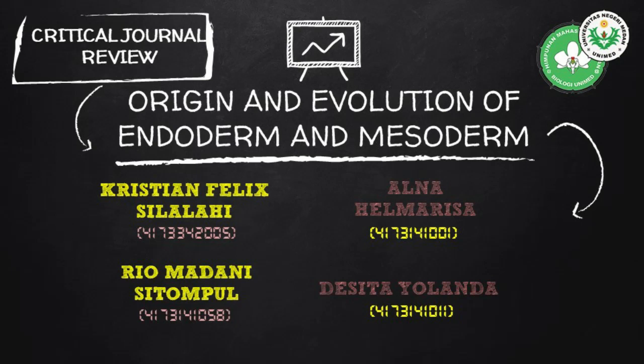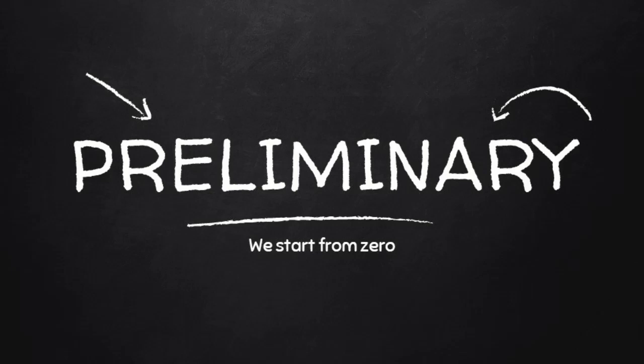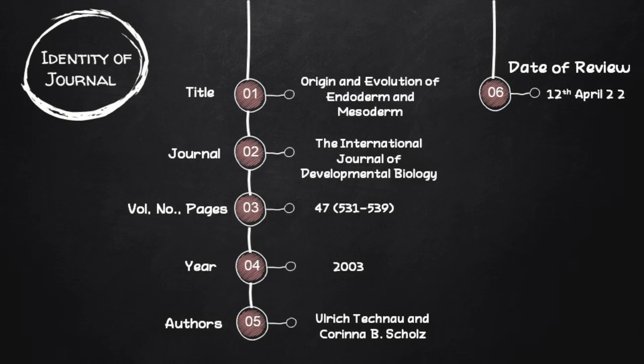So here, we would like to present our critical journal review with the title Origin and Evolution of Endoderm and Mesoderm. So first, I will explain about the identity of the journal. The title is Origin and Evolution of Endoderm and Mesoderm. The journal is the International Journal of Developmental Biology, number 47, pages 531 until 539, year 2003. The authors are Ulrich Technau and Corinna Scholz. Date of review on 12 April 2020.